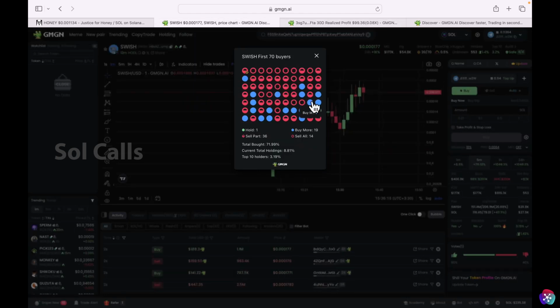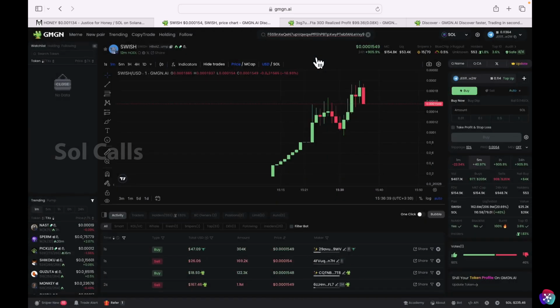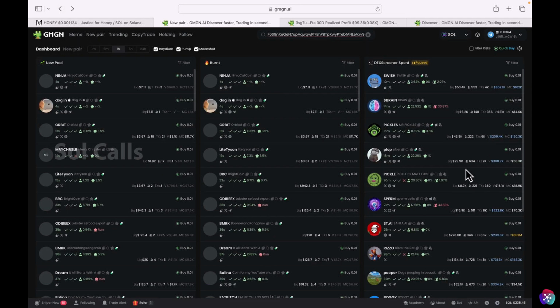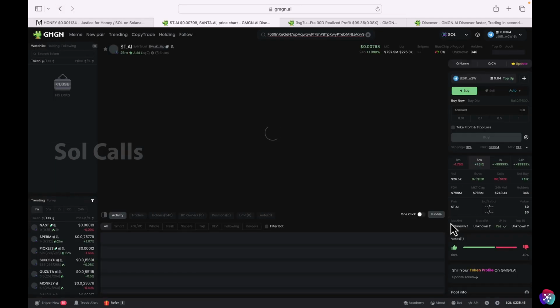Probably this is a fake volume bot. They are using that. If this data is accurate, the developer buys and sells by himself. That's the reason you can see, for example, they will become blue. This means they bought tokens, and again they will become red. Yeah, again it changed. This is a volume bot. Let's choose another token. For example, this one.